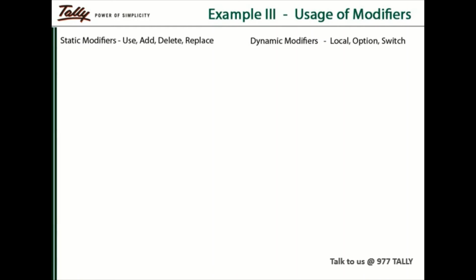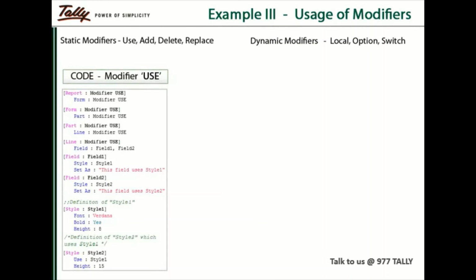Let us see a program which makes use of the modifier use. In this program, there are two fields which have been assigned two different styles for displaying the data by using the style attribute. Two style definitions have been created for the same. The second style definition reuses the first style definition and modifies the value for the height attribute. The other attributes are inherited as present in the first definition.